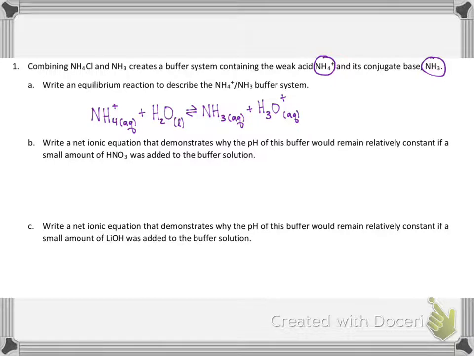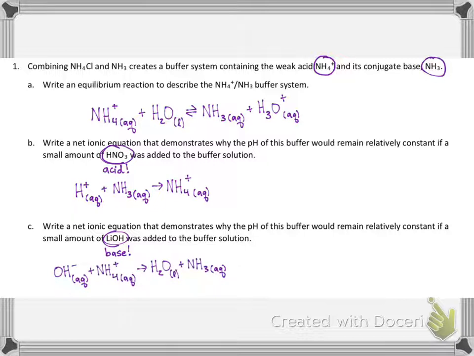For the equilibrium reaction describing the buffer, remember by convention we always start with the acid from the buffer system. Add it to water, see what happens. All right, net ionics. Well, attacking with an acid means your strong acid, you're adding just H+, and of course it's going to be neutralized by the conjugate base, producing more of the weak acid. And when you attack with a base, it's going to be neutralized by the weak acid, producing water and more of the conjugate base. All right, that's it.